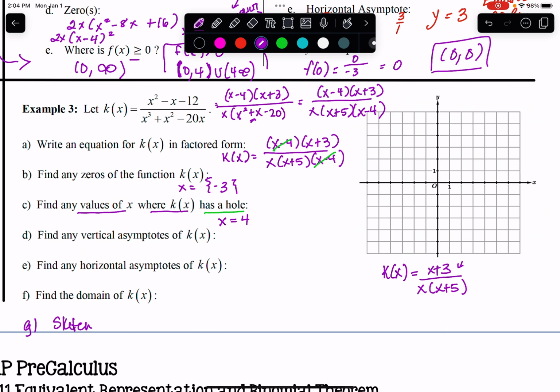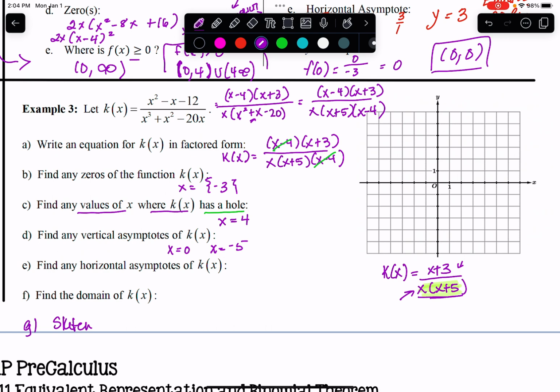All right, so we've done A, B, C. Now we're on D. Find the vertical asymptotes of k of x. It's easy to look right here, down here. I'm pointing down there, and that's going to be where my vertical asymptotes are. So I'm going to have a vertical asymptote at x equals 0 and x equals -5.